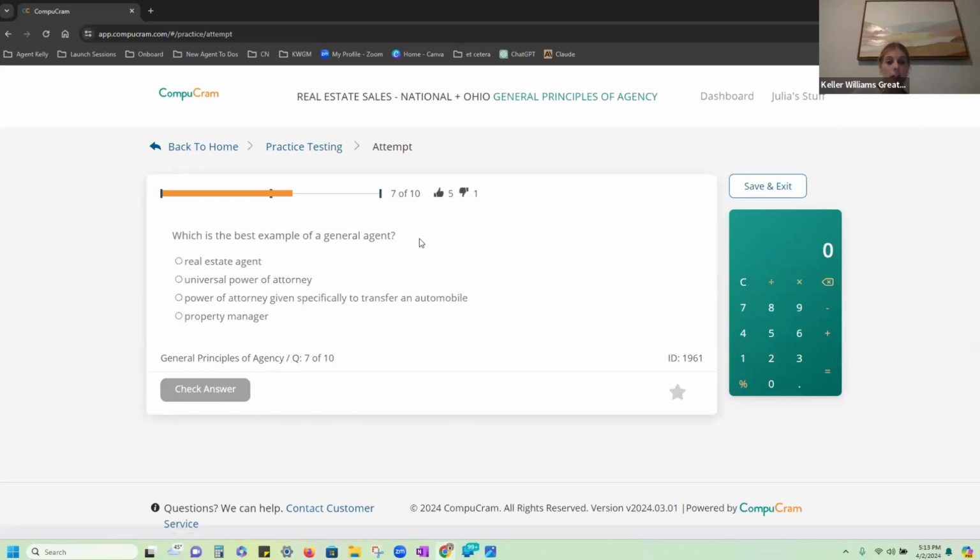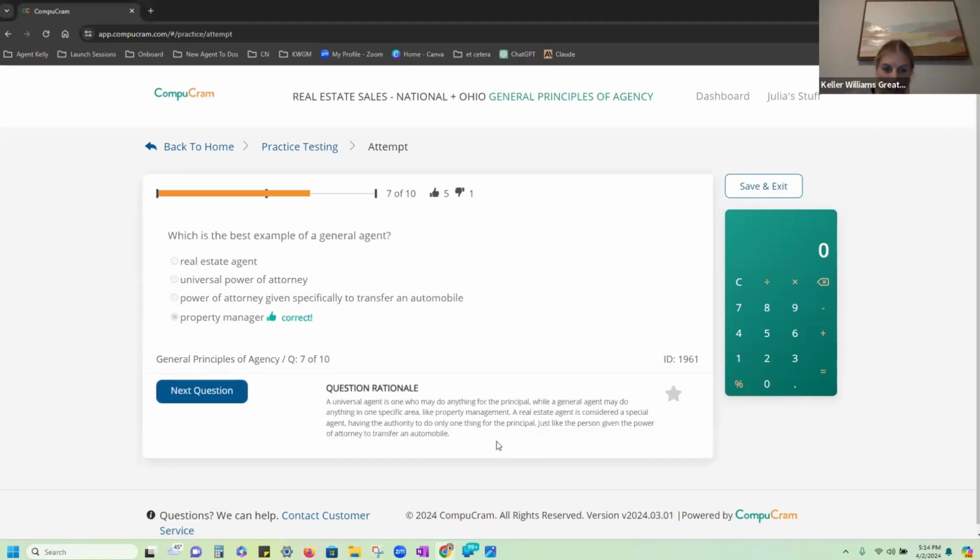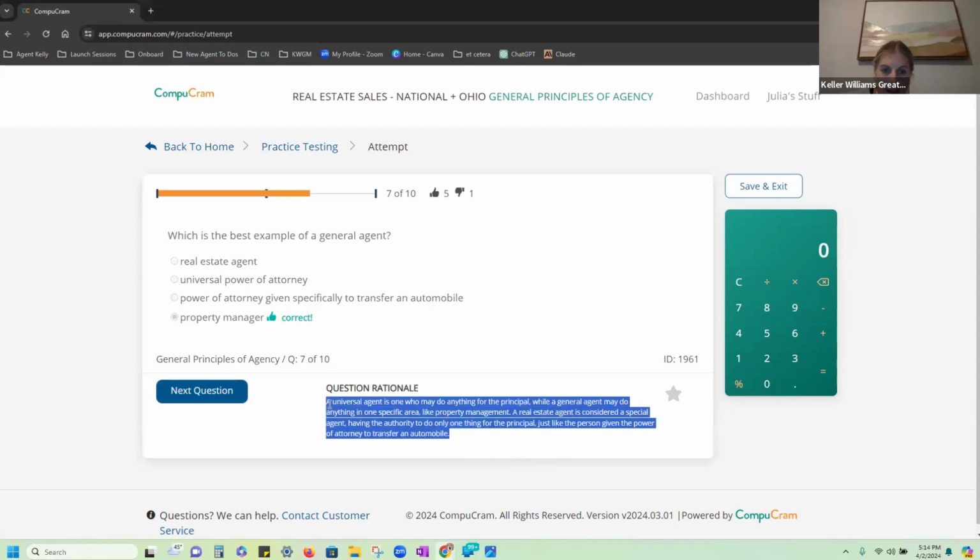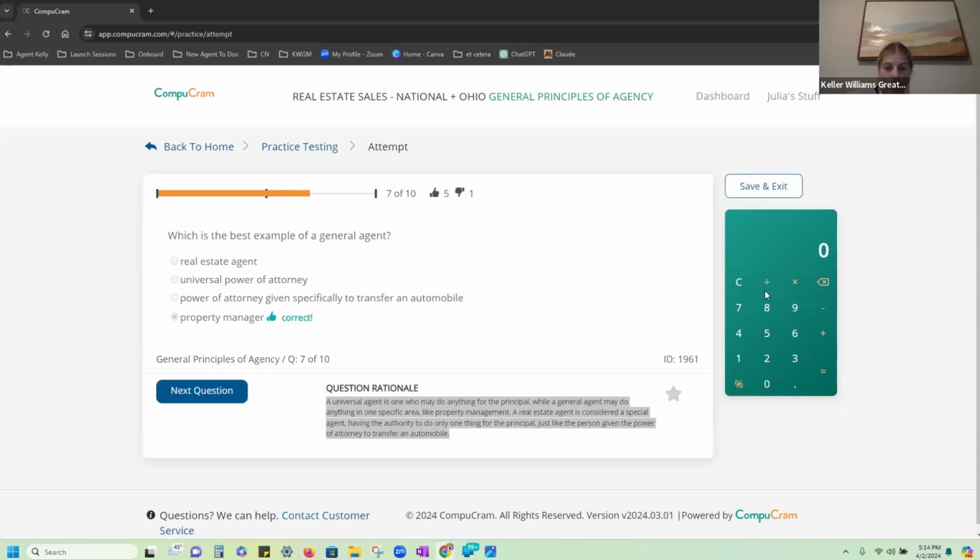Okay, which is the best example of a general agent? A, real estate agent, B, universal power of attorney, C, power of attorney given specifically to transfer an automobile, or D, property manager. And correct, it is D. Good job, guys. Yeah, and so just knowing the differences between the various agents will definitely help you on the test. I think I did have a few questions about general agent, universal agent, and special agent.